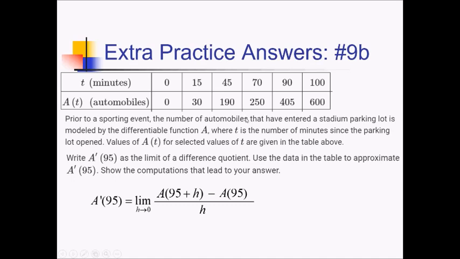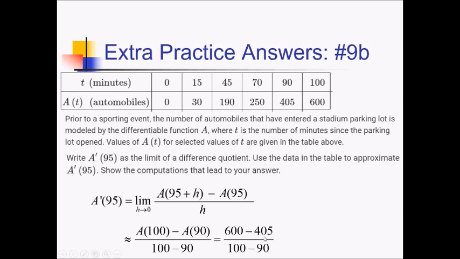Now, if you want to estimate an IROC, the best way to do it is with an AROC, an average rate of change. So we're going to find the average rate of change on an interval that 95 is in. In terms of getting the best approximation, we should probably make it the smallest interval possible. So the interval from 90 to 100 would work nicely for this. We're going to do then A of 100 minus A of 90 over 100 minus 90. So this is going to be 600 minus 405 over 100 minus 90.